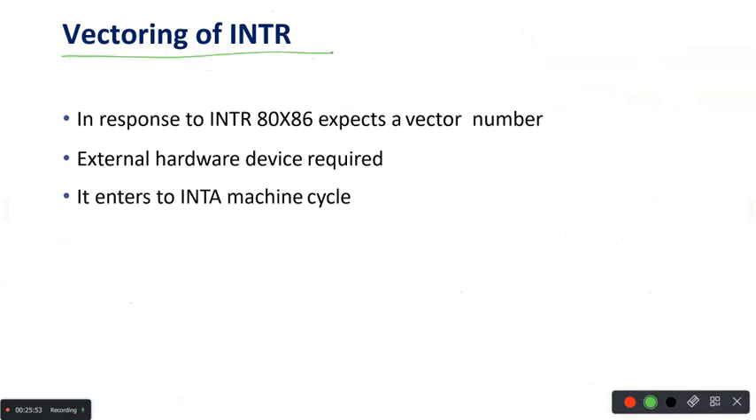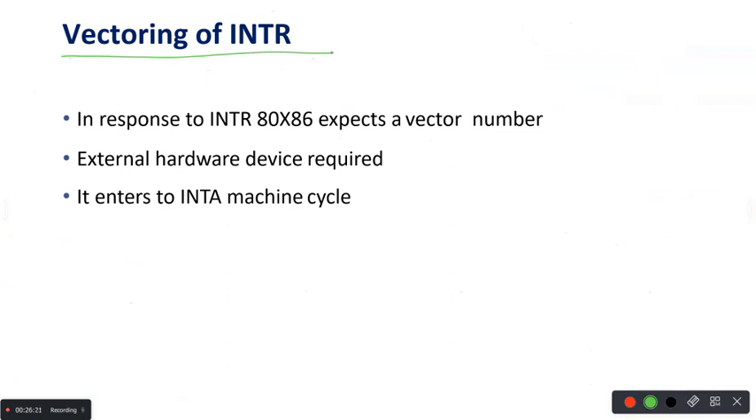Vectoring of interrupt. What is vectoring of interrupt? This is very important. You know that interrupts have vector numbers from 0 to 255. Now, whenever an interrupt signal goes to the interrupt pin, that means the microprocessor is interrupted.